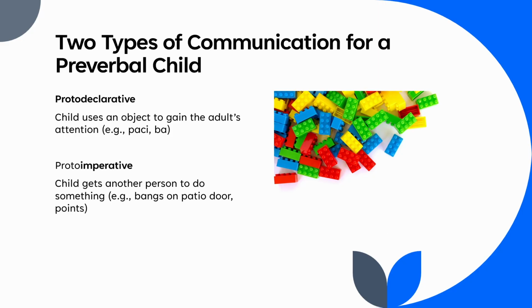Within this stage, Elizabeth Bates identified 2 important types of early communicative function: proto-imperative and proto-declarative. A proto-imperative occurs when a child uses a gesture, such as pointing or reaching, to get something or to influence another person's actions. By contrast, proto-declarative occurs when a child gestures simply to share attention or interest, such as pointing to an object to say, "Look at that." These early gestures are important because they lay the groundwork for later spoken language.